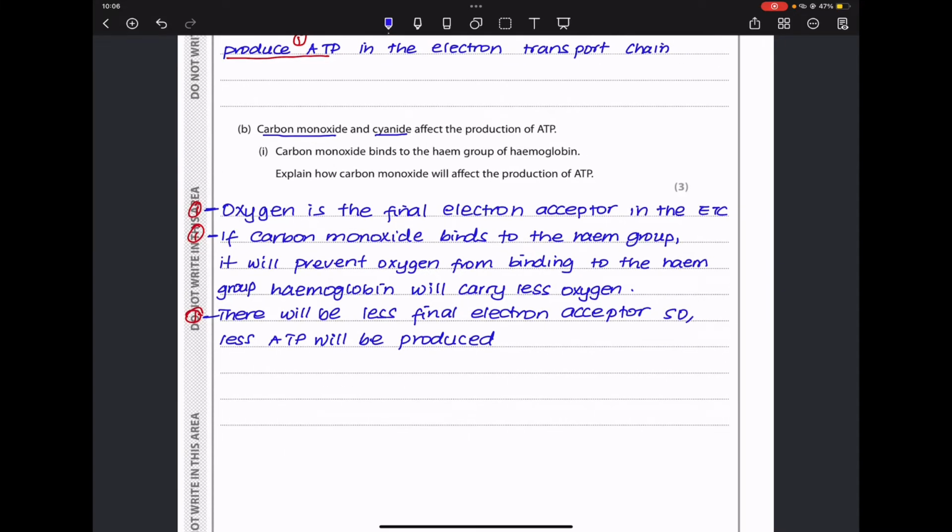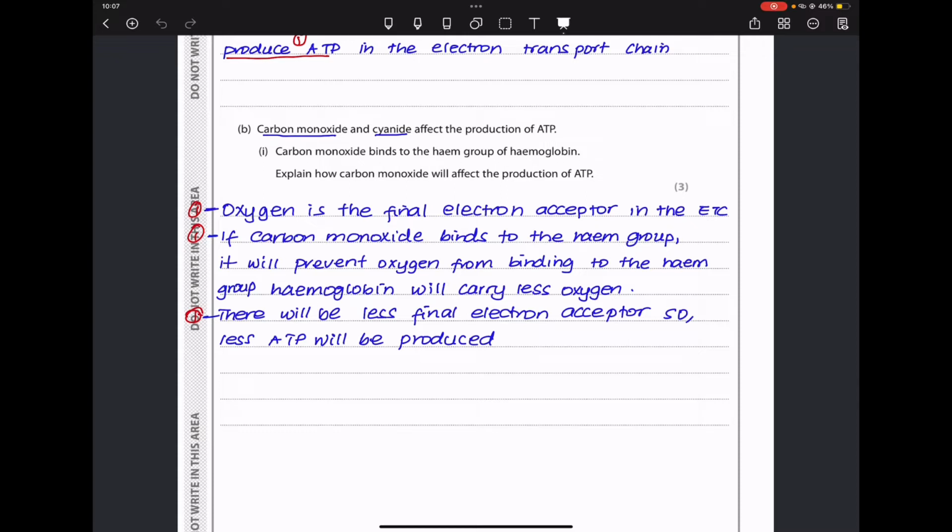In part B, carbon monoxide and cyanide affect the production of ATP. Carbon monoxide binds to the heme group of hemoglobin. Explain how carbon monoxide will affect the production of ATP. We know that hemoglobin transports oxygen. However, if carbon monoxide binds onto the heme group, then that hemoglobin cannot transport enough oxygen for aerobic respiration to occur.